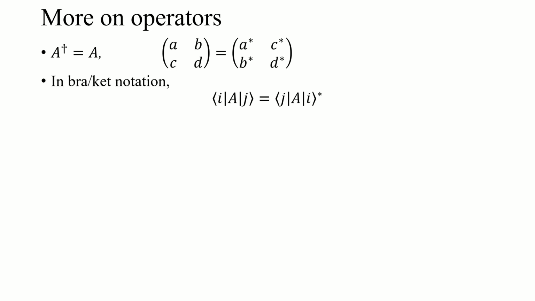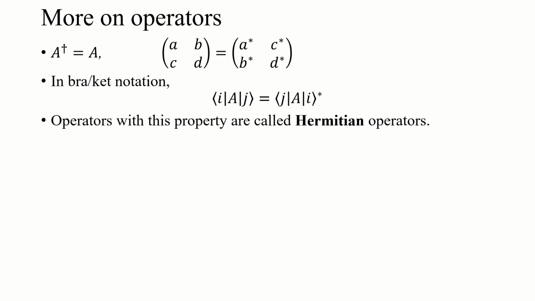In our bra-ket notation, this looks like this. You're basically just writing that complex transpose of the matrix elements. Operators with this property are what we call Hermitian operators. And that's just the whole point of this brief video, to introduce that concept. These are called Hermitian operators.